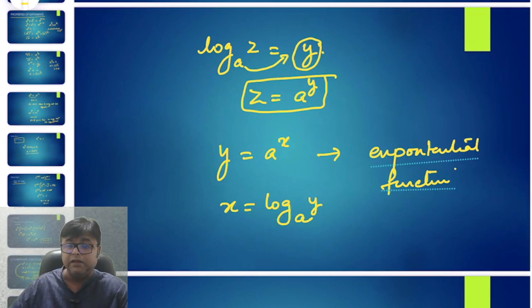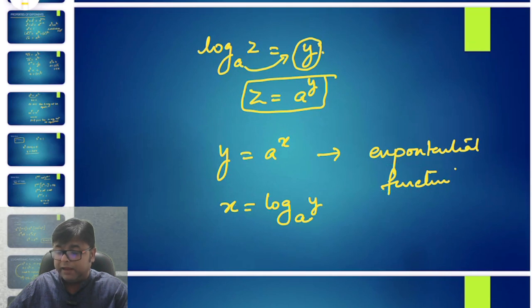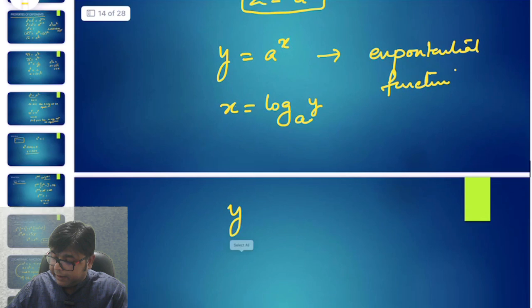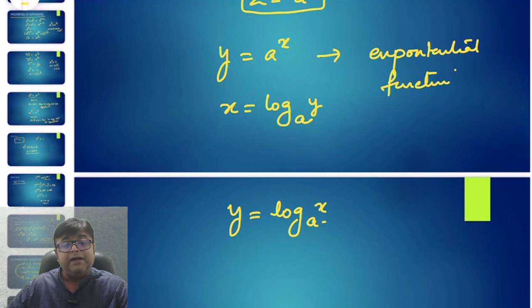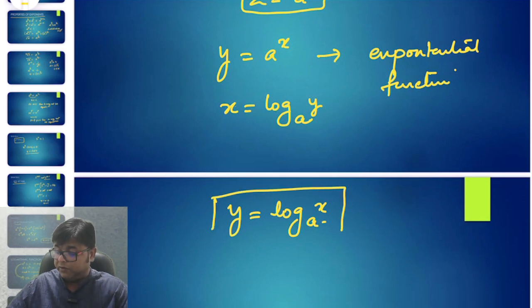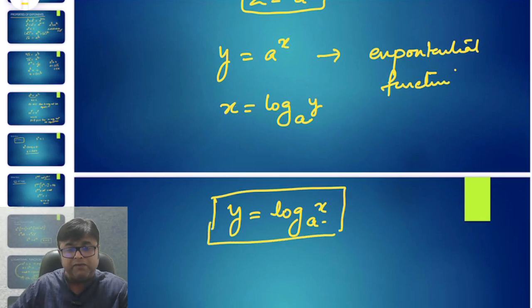So, how do we do that? Once I've expressed x in terms of y, I replace y by x and x by y, so I get this log. It's a very, very interesting case that the log function is an inverse of the exponential function and vice versa. It's a very important thing to remember.